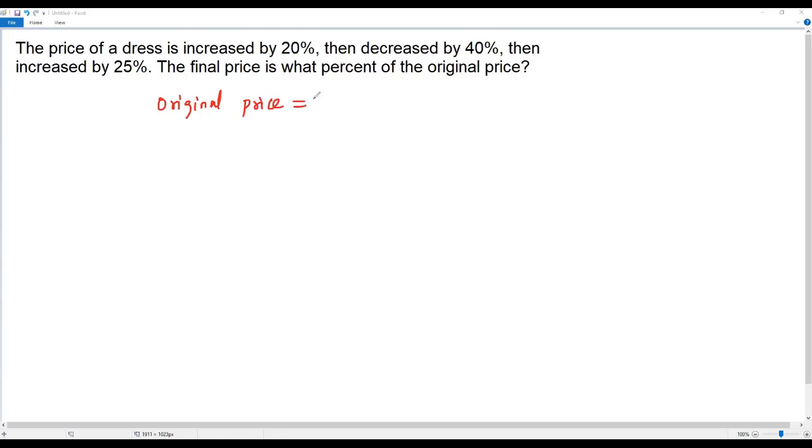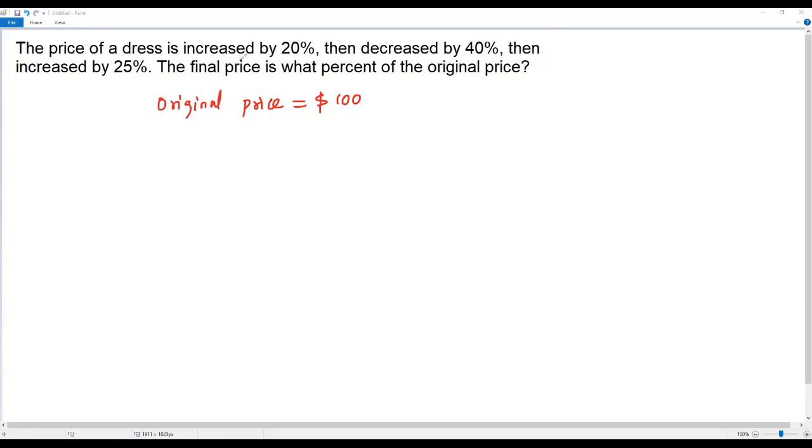So why do we have to assume that the original price is $100? The reason is it's a problem based on percentage. Whenever we have percentage, actually it is compared to 100. So if there is an unknown quantity like the original price in this problem, if I assume it to be 100, it will be easier for me to do further calculation. Okay, so I have assumed the original price as $100.